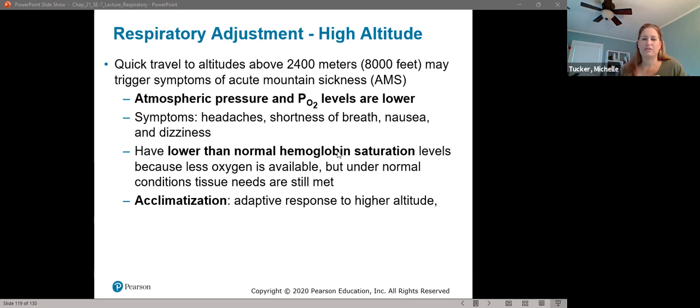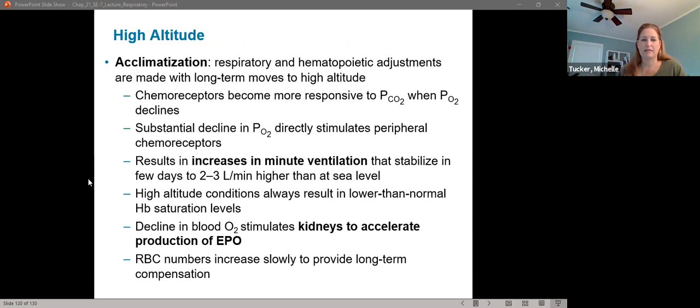The adaptations are going to be an increase in minute ventilation acutely, and then more long-term are going to be the kidneys accelerating production of red blood cells through the production of erythropoietin. Chemoreceptors, this is also, I don't know, it's kind of like days, not weeks or months, but it's not minutes either. But the chemoreceptors become more responsive to PCO2 when PO2 declines.